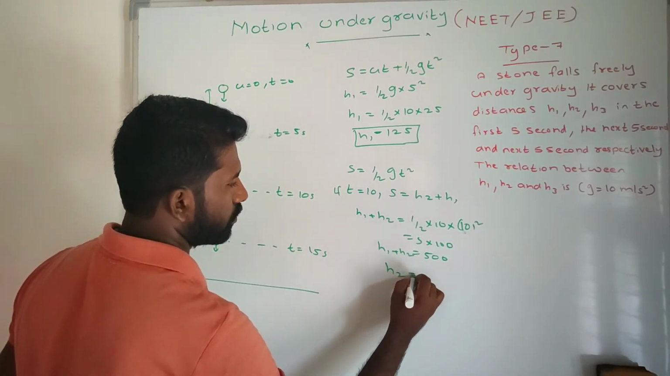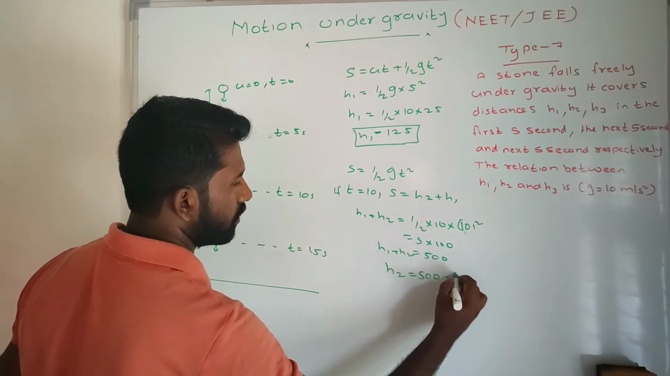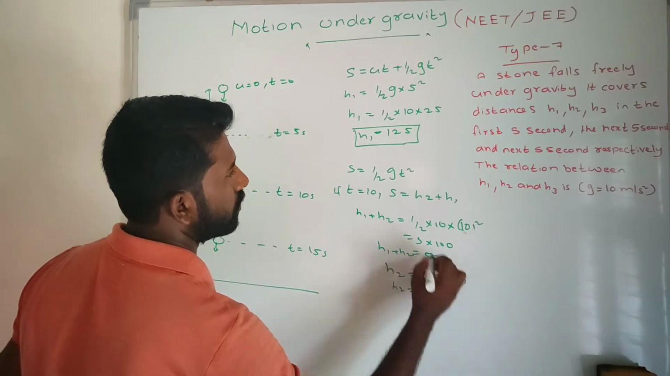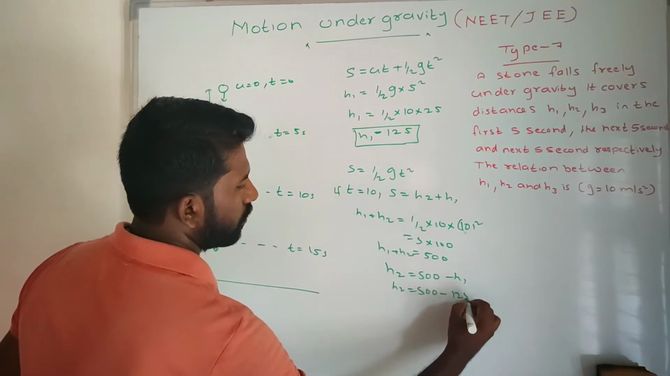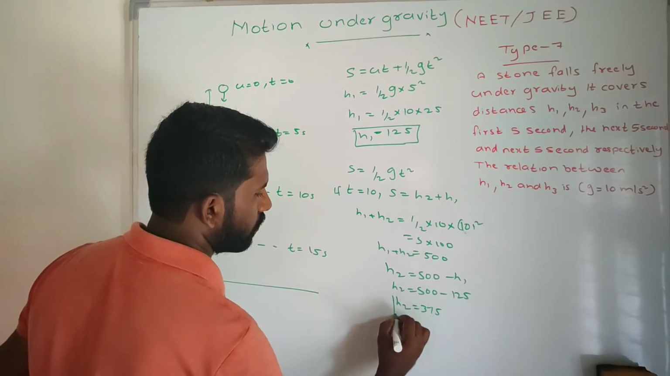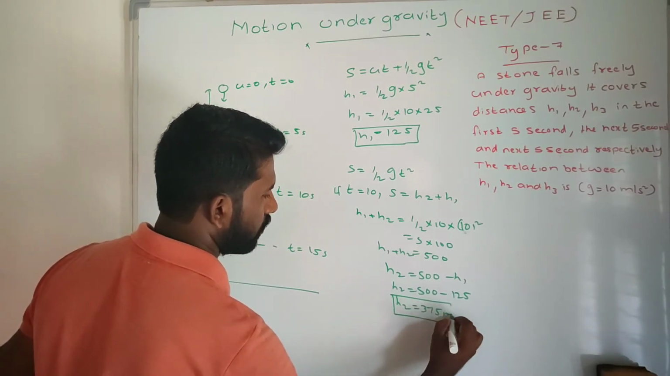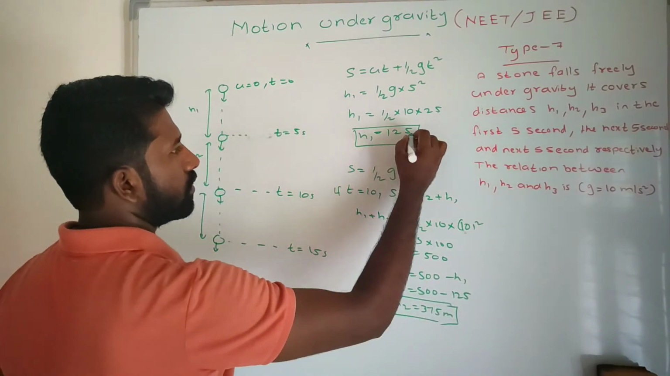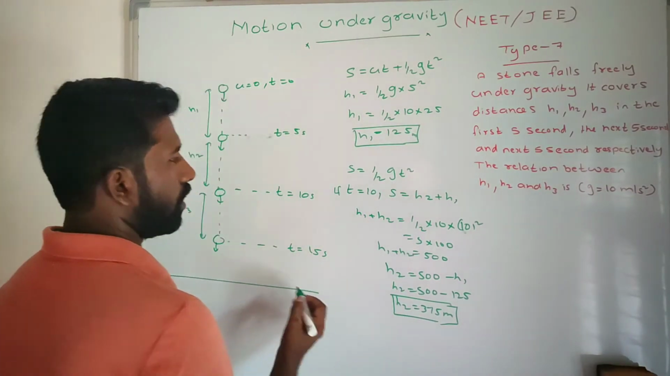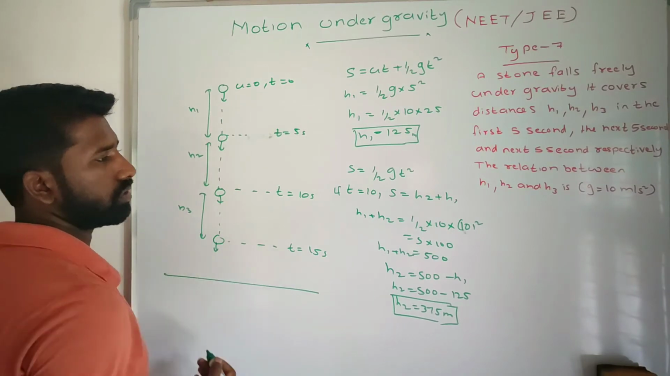From this, what is h2? h2 is equal to 500 minus h1. That is 125. So h2, what you will get? That is 375 meter. This is 125 meter. Clear? Next we will find out after 15 seconds how much distance is traveled.